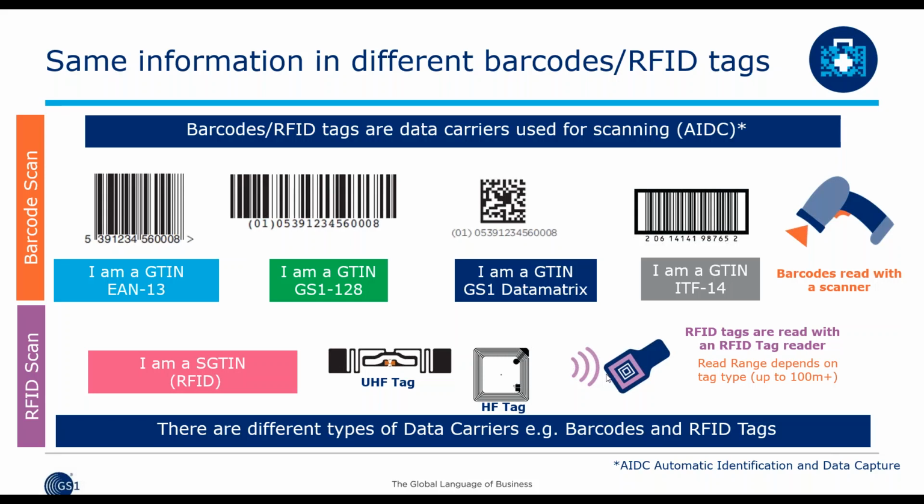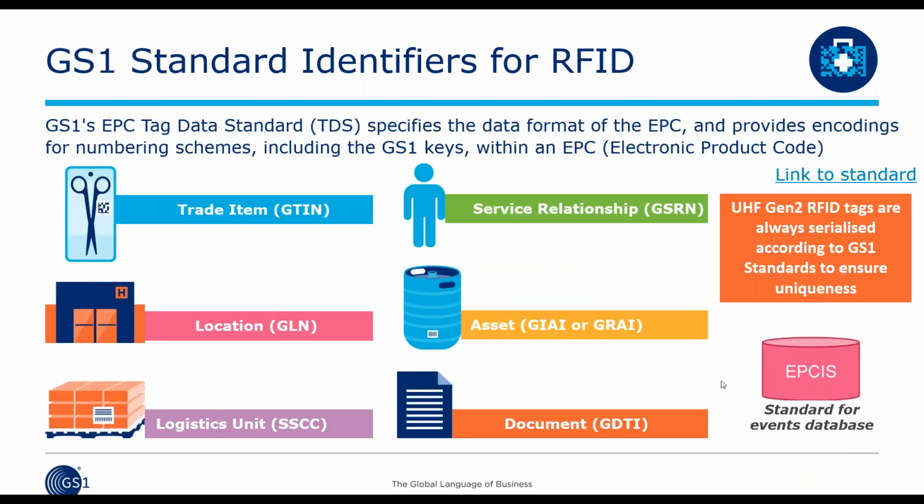So that's a very quick overview. When we talk about barcodes and tags, that's what we're talking about. And then we've just touched on, in the previous slide, the standard identifiers for RFID. So equally for barcodes as for RFID, you have different identifiers depending on what you're looking to identify. So, very quick summary: for trade items, it's the GTIN. We often hear reference to that. That's the typical barcode that you see in supermarkets or on pharmaceutical and medical devices.